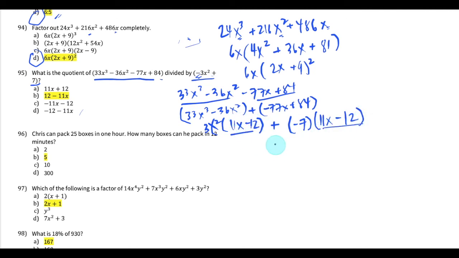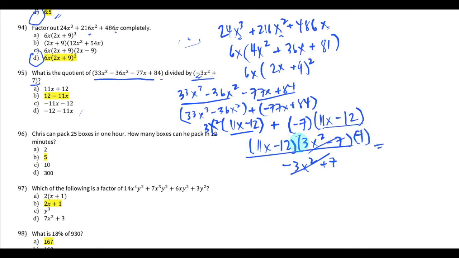Common factor, so pwede nating ipagsama yung yan, and then 3x squared minus 7. Okay? Divided by negative 3x squared plus 7. So, ibig sabihin, magka-cancel to, I will get negative 1. So, 11x minus 12 times negative 1, that's equal to 12 minus 11x. Okay? Or pwede rin negative 11x plus 12. Pero ano yung nasa choices? This one. Nire-arrange lang yan, guys. Okay? They are equal. Letter B.